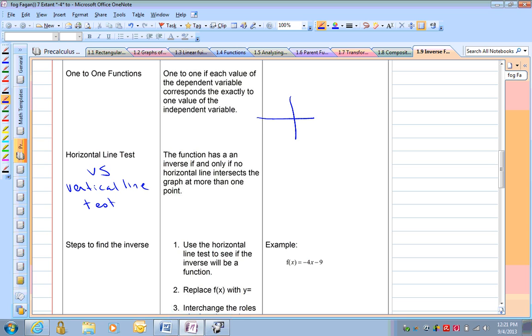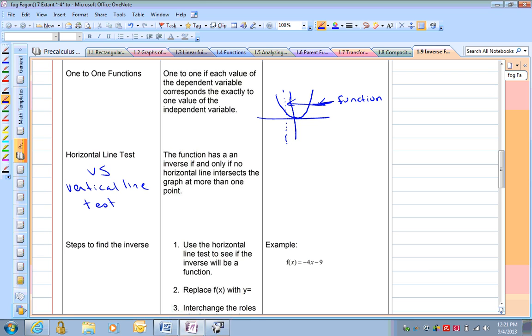Let's take a look at a quadratic. So if I have a quadratic, it passes the vertical line test. If I have a vertical line going down like that, it passes through the vertical line test, so this would be a function. Because of that vertical line, we can say this is a function.